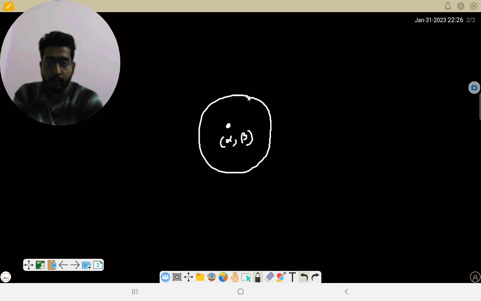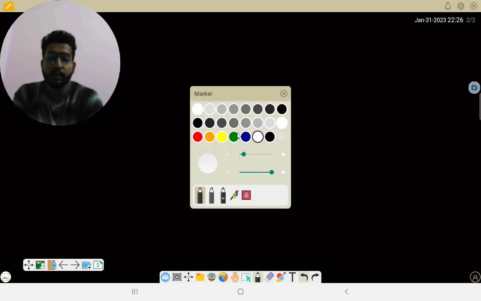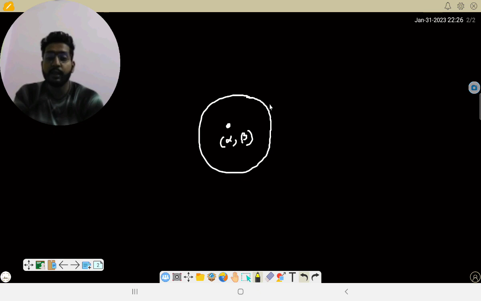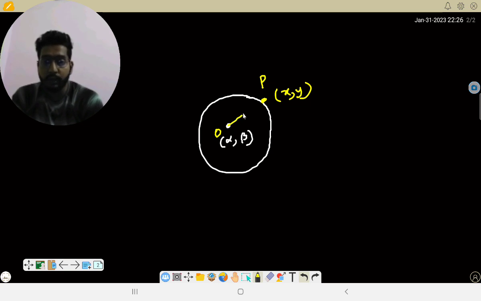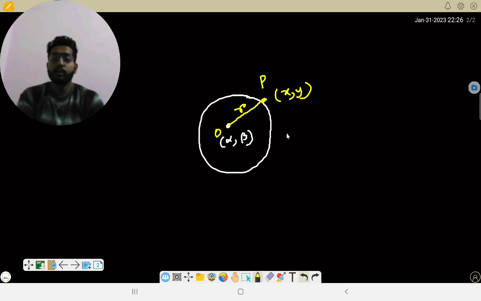Now what will be the equation of the circle then? Suppose there is a fixed point, say alpha, beta. This is the fixed point here, and suppose this is my circle. This fixed point is called the center of the circle. This is alpha, beta, and here is a movable point, that is x comma y. Suppose this is P, and the center is called O. Now this distance is called the radius of the circle, and it is denoted by small r.